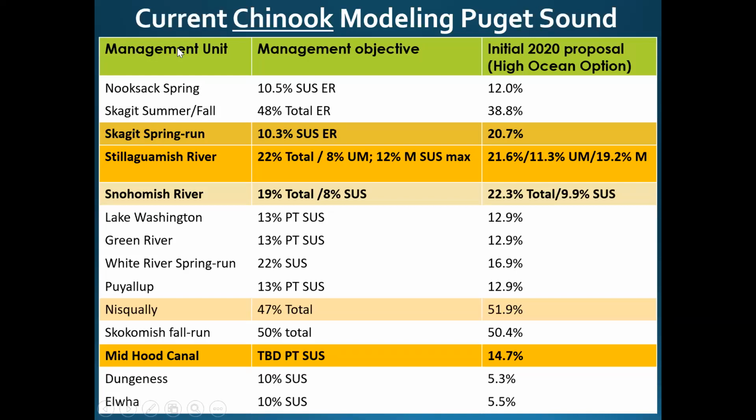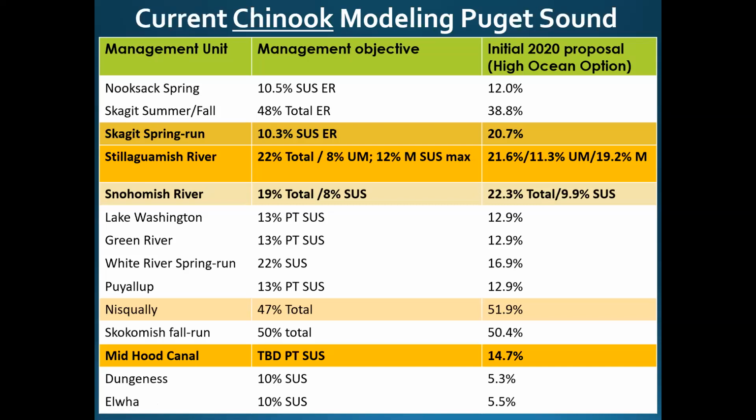So as we're going through here, you can see these are the stocks that we manage to for Chinook, and each one has a management objective associated with it. I might just start off by going down the list of some of the stocks that we think are going to be most constraining, and then highlighting some of the stocks that we're currently exceeding our objectives on, but we think are less likely to be constraining.